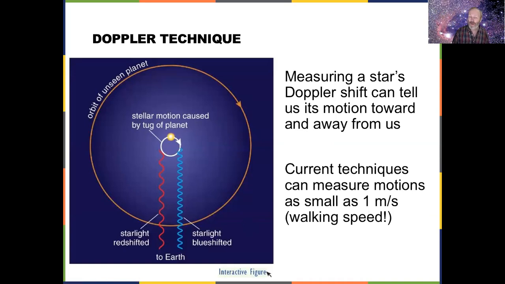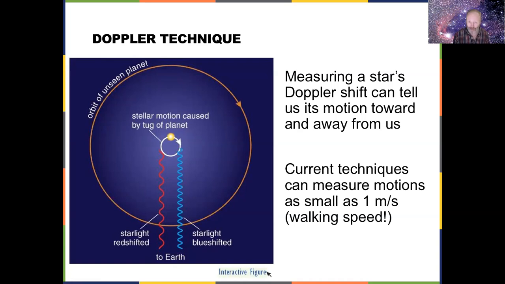Another type of wobble that we can tell, especially if we're looking at it edge on, let's say my head is the star, my finger is the planet. If the planet is here in front of the star, the star is back a little bit. If the planet goes around behind, then the star goes forward a little bit. Because again, it's doing that tug and wobble kind of thing. But now, since it's going around like this, it's going forwards and backwards and forwards and backwards.